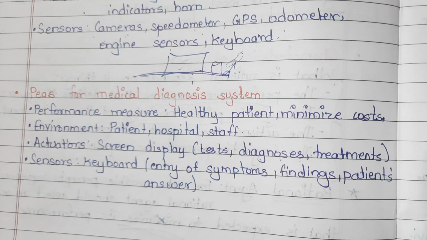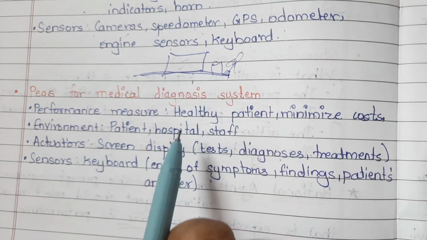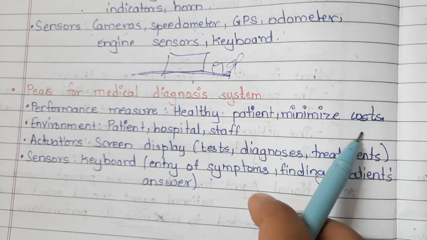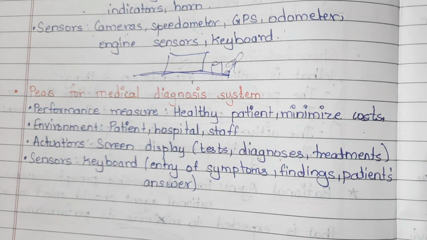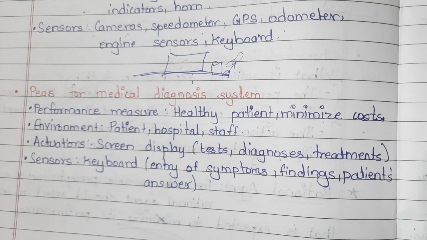We will see PEAS for a medical diagnosis system. The performance measure of the medical diagnosis system is healthy patient, minimize cost. The performance means the expected performance of the medical diagnosis system. It should be a healthy patient, means the patient should be healthy enough, and minimize cost, so that the patient can afford the cost of the system.